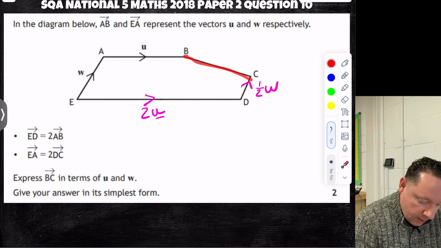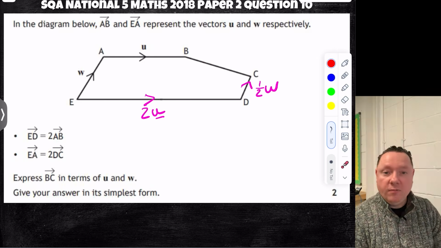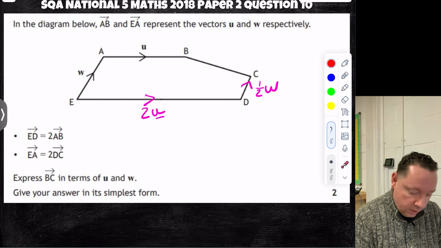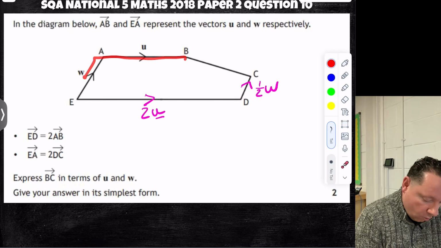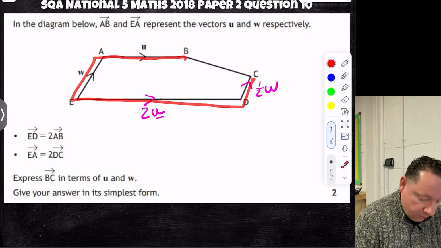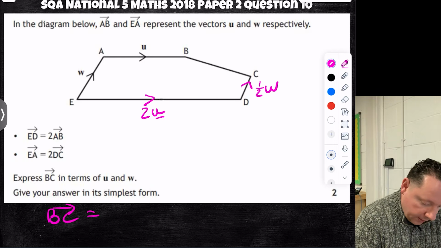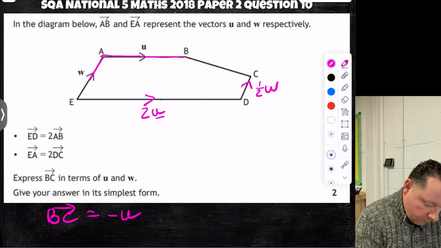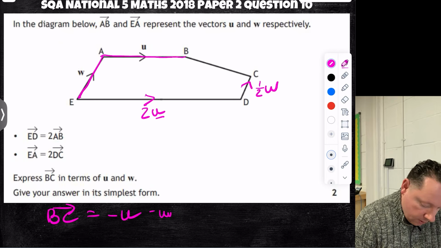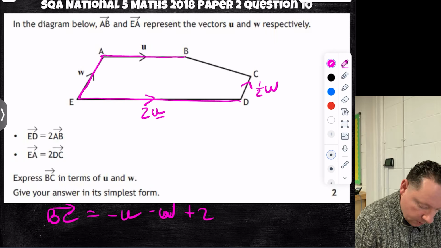But I can't actually, I don't know anything about that. But remember, vector routes means you can just go any direction you want. So I'm just going to start at B and go back all the way around and write up everything I've got. So B to C is equal to, starting at B, I need to go this way, that's minus U, then this way, minus W, then this way, plus 2U, then this way, plus a half W.